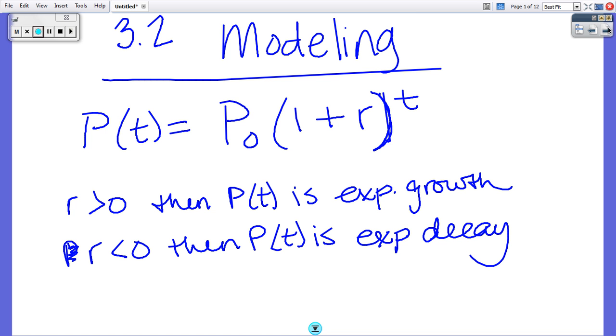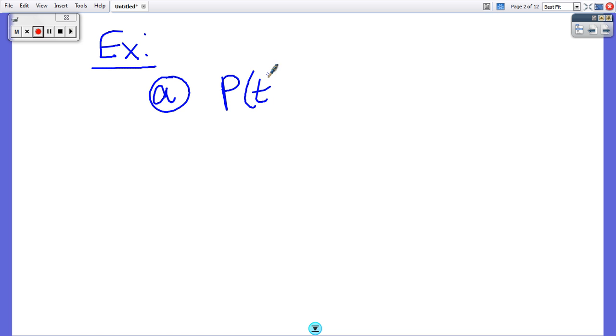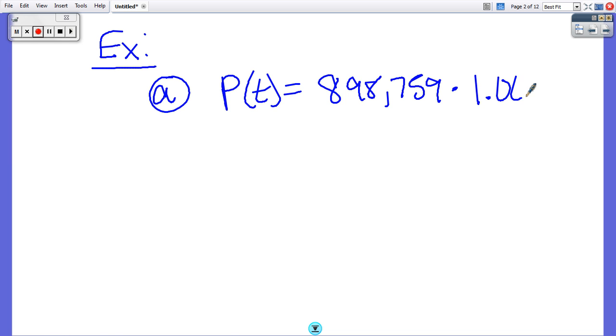So the first example that we're going to do with these types of problems is to be able to find the exponential growth or decay rate, that constant percentage. So here's your first example, and we're going to call this letter A. In letter A, they tell you that the population, P of t, is equal to 898,759 times 1.0064 to the t. That's the function that models our population. This is of San Jose, California. Now we want to find the constant percentage rate.